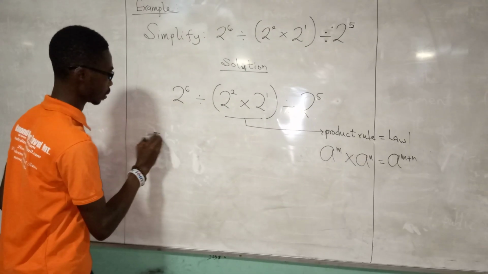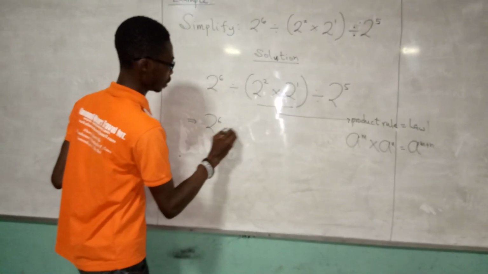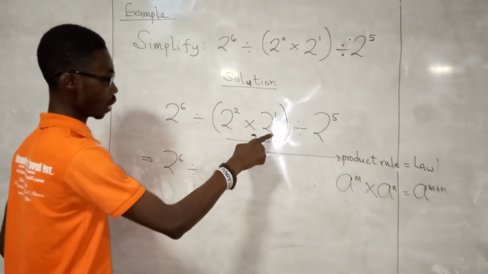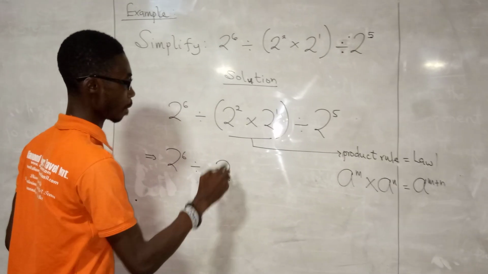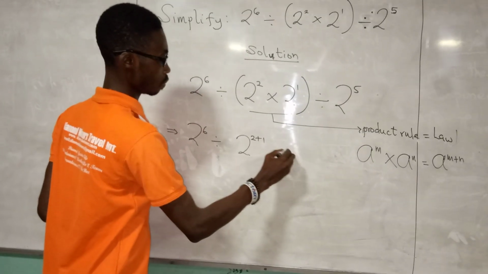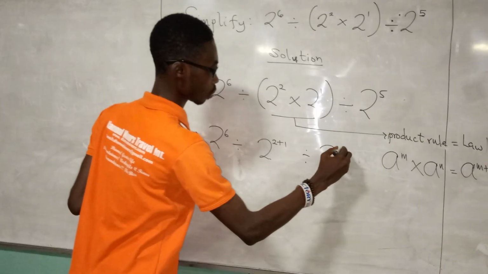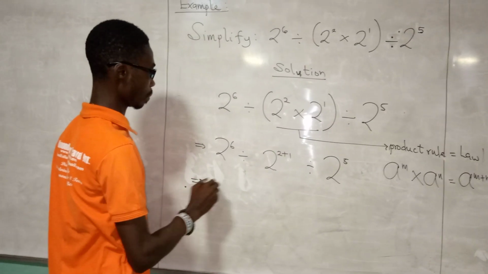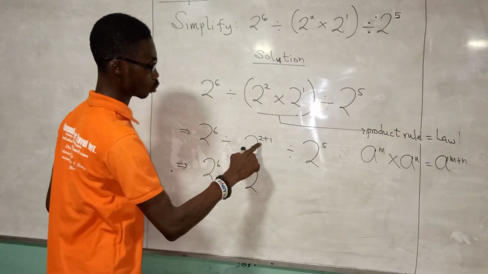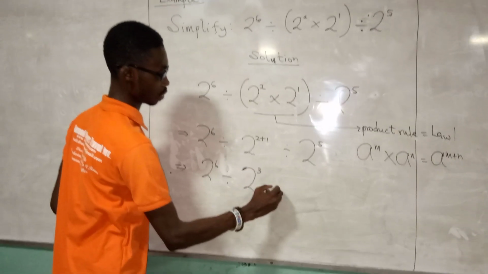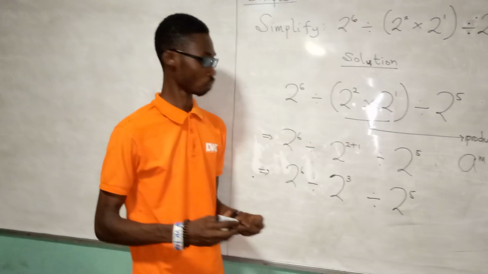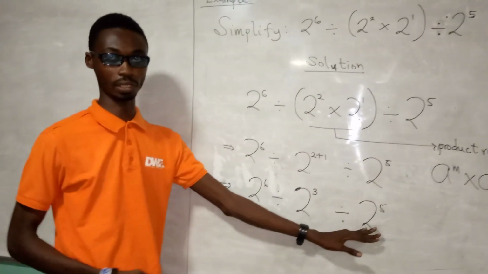So that will give us 2 to the power 6 divided by, now the bases are the same, so we take one base, 2 to the power, then we add the powers. That is going to be 2 plus 1, divided by 2 to the power 5. So now this can simplify as 2 to the power 6 divided by 2 to the power 3, since 2 plus 1 gives us 3, divided by 2 to the power 5. Now we are not done. We are going to apply the second law of indices.